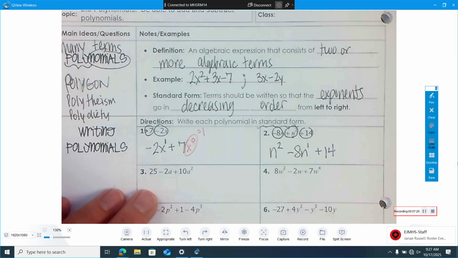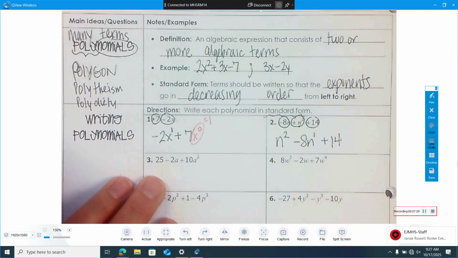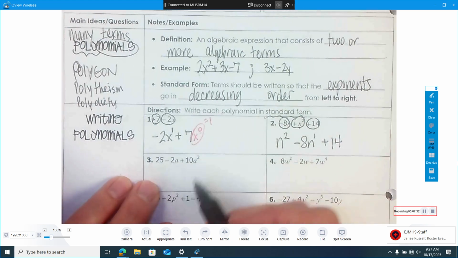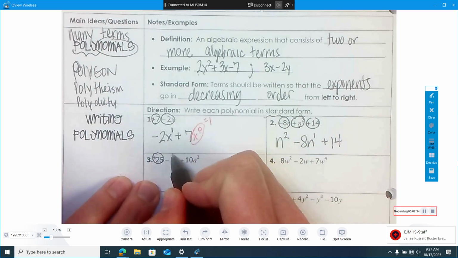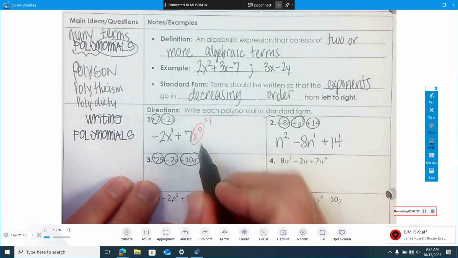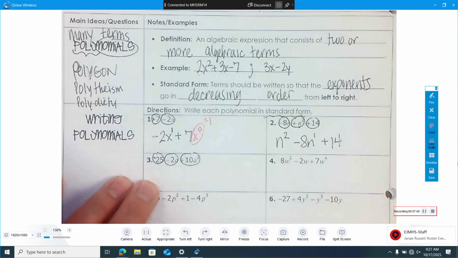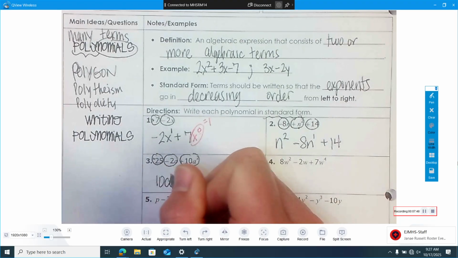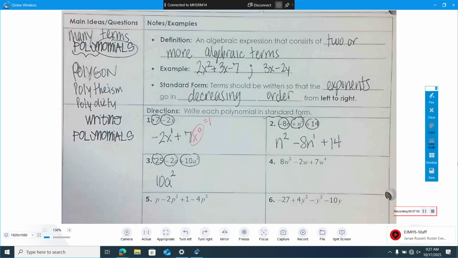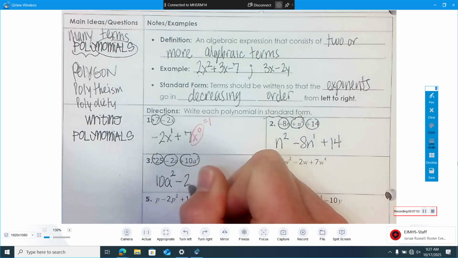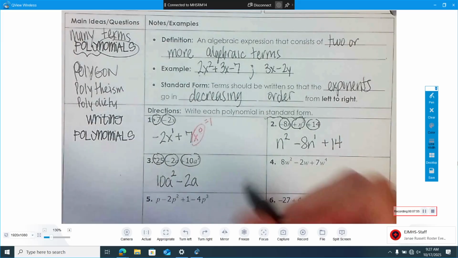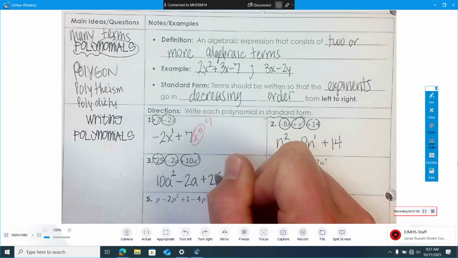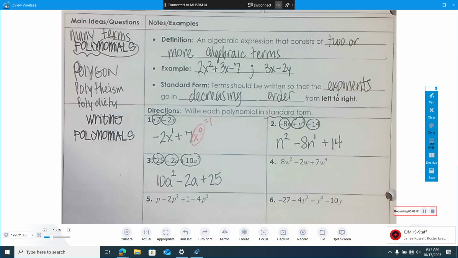All right, let's try another here. Number 3. How many terms do you see? 3 terms. What are our 3 terms? Excellent. Positive 25, negative 2a, and then positive 10a squared. Which one should we write first? 10a to the second power. The highest power goes first. Then what comes next? Negative 2a. Very good. What comes last? Positive 25. Beautiful. So you just put them in order. That's all. That's all we're doing for now.